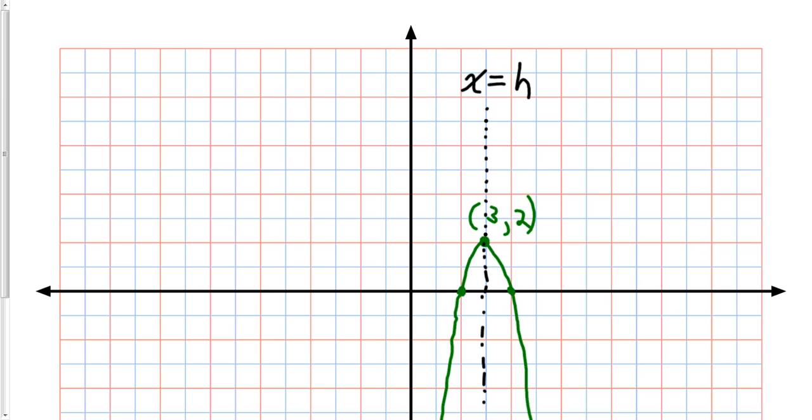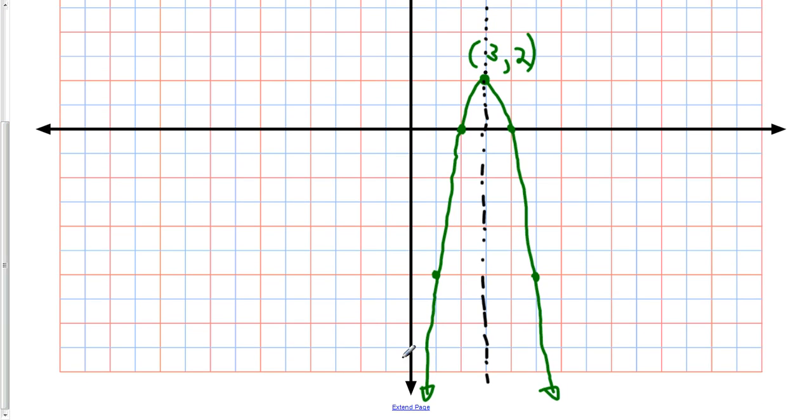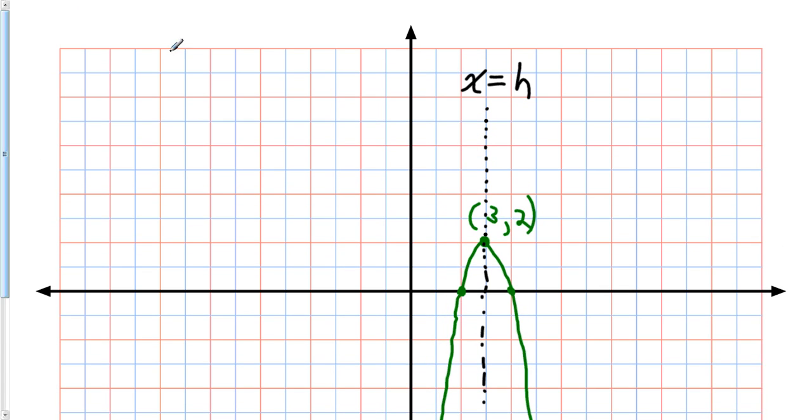Next, the domain and the range. Well, the domain, if you look at the arrowheads, it means this thing goes forever to the left and forever to the right. The domain of every polynomial is negative infinity to positive infinity. The domain here then is negative infinity to positive infinity because quadratic functions are just second degree polynomials.